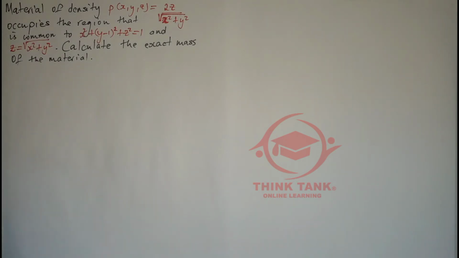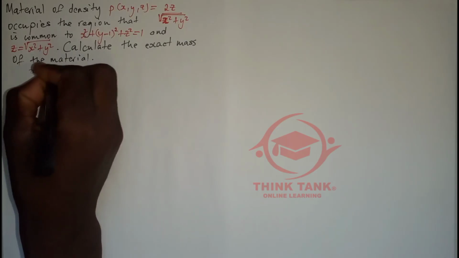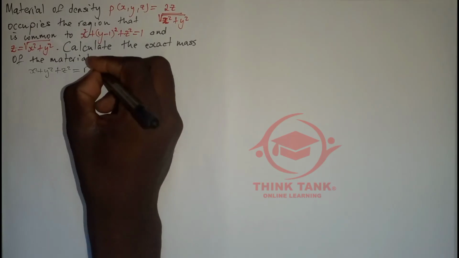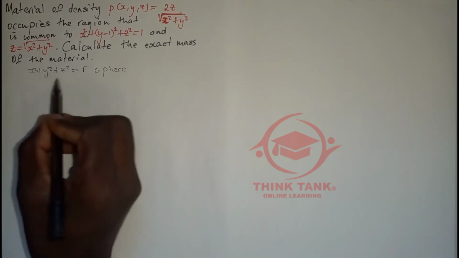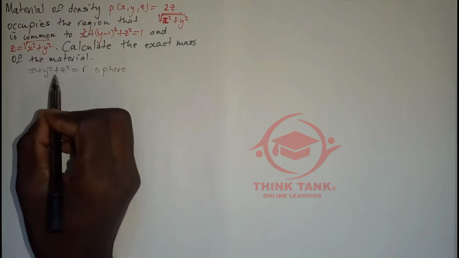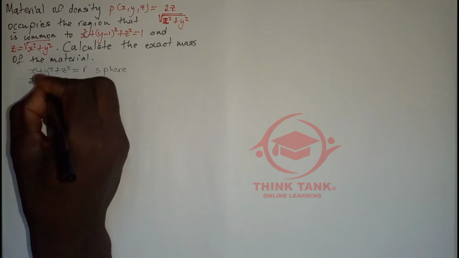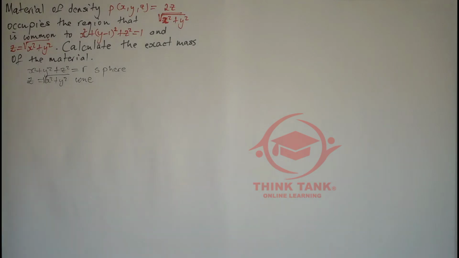Before we do anything, let's start by sketching this, and you have to remember that this is in space, so I'm going to sketch it in 3D. What do we know? We know that x squared plus y squared plus z squared equals r squared. This is the equation of a sphere, and the center of the sphere is going to be 0, 0, 0. And we also know that z equals the square root of x squared plus y squared is a cone. With this information, we can solve our question.